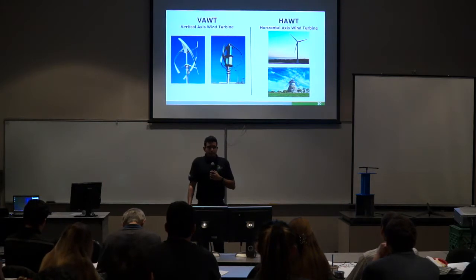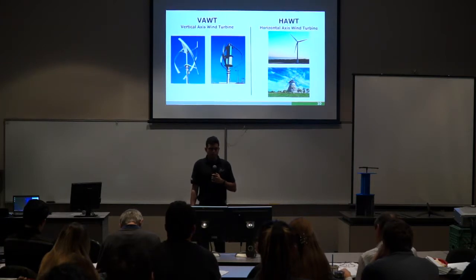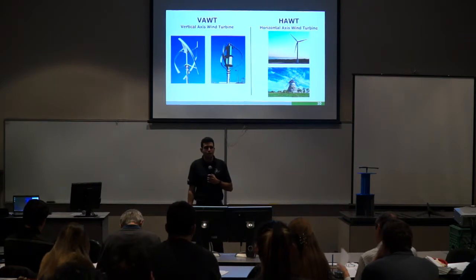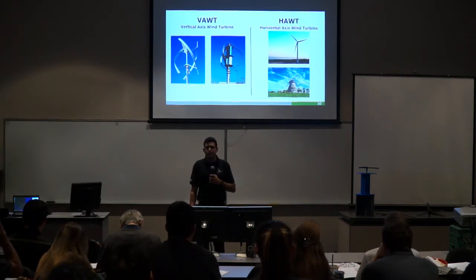A few examples of vertical axis wind turbines and horizontal axis wind turbines are shown on the screen. The vertical axis wind turbines, or VOTs, are shown on the left. These turbines rotate along a vertical axis, or the perpendicular axis to the surface the turbine is mounted to. Horizontal axis wind turbines are shown on the right.